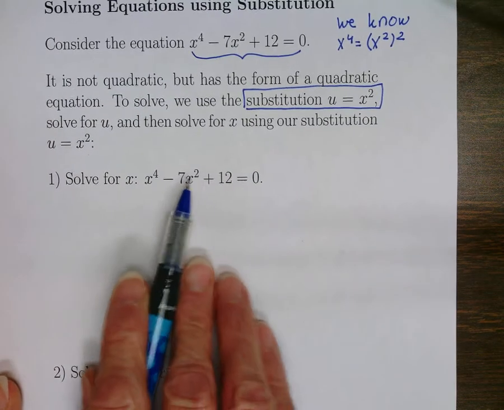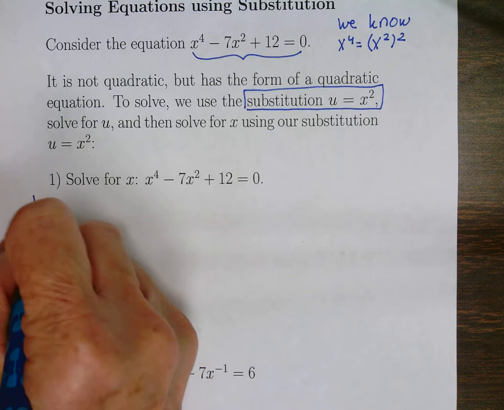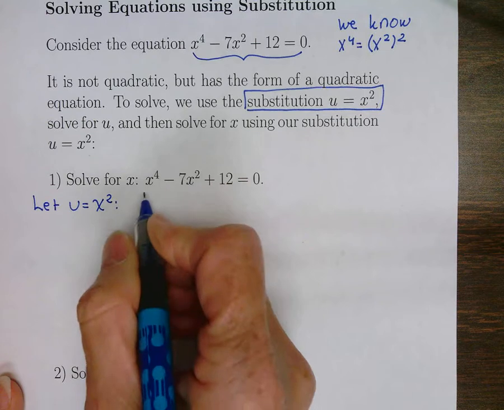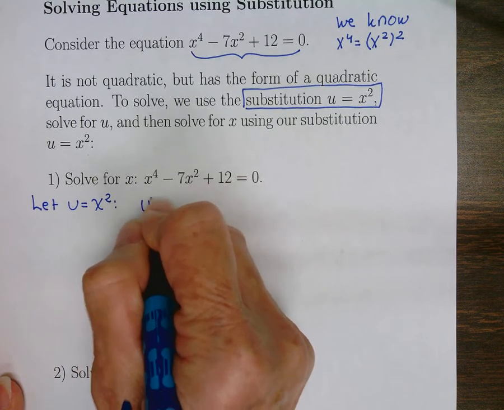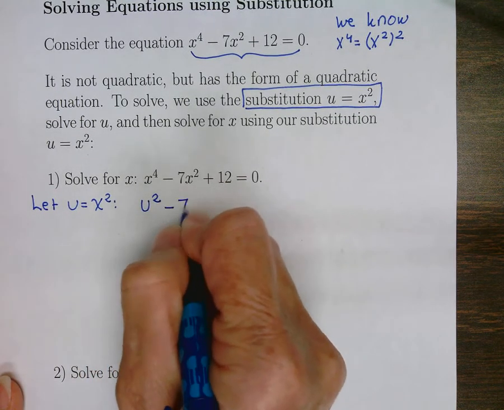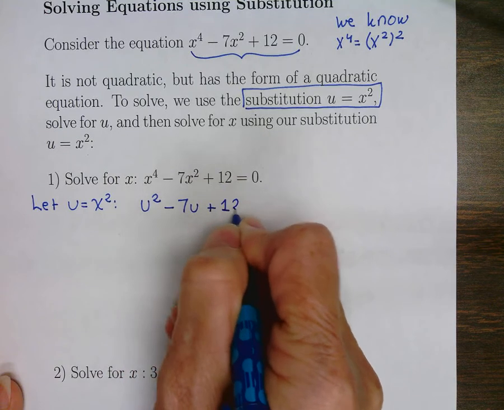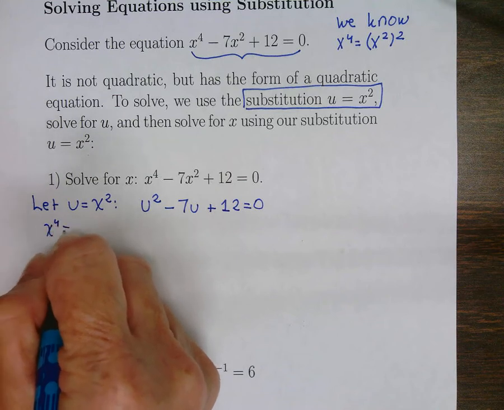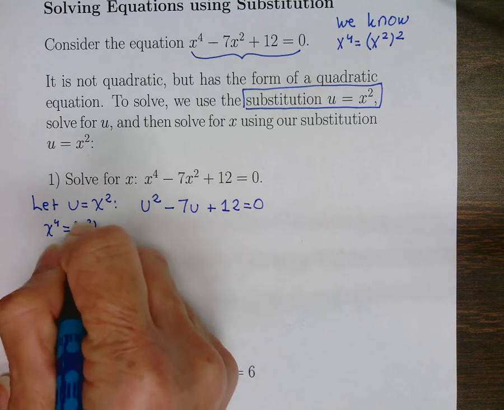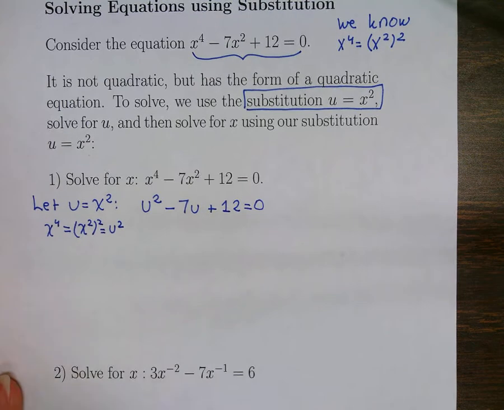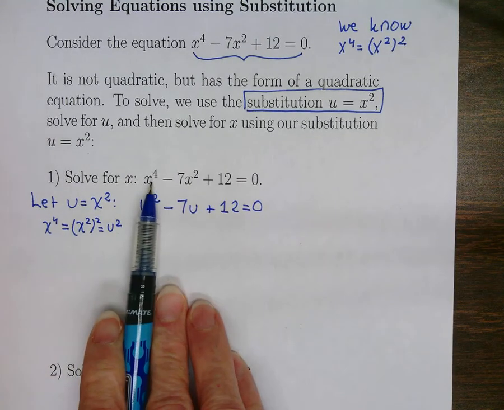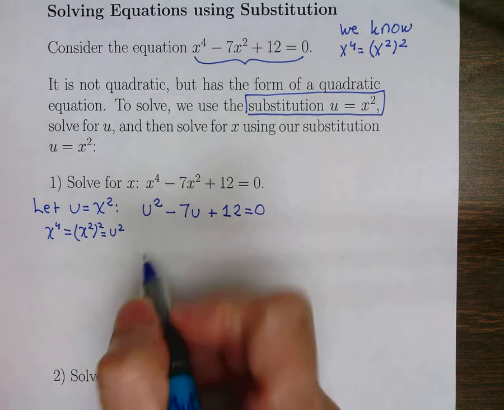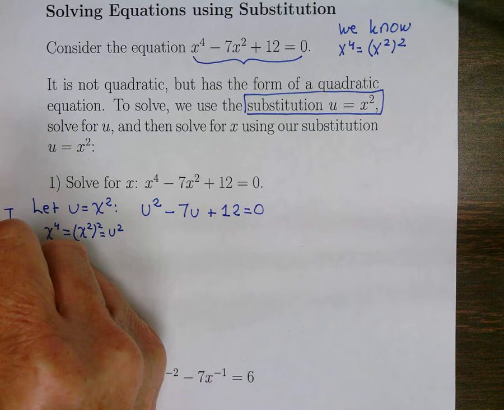So what we're going to do to solve this is we're going to let u equal x squared and substitute. Then I get u squared minus 7u plus 12 equals 0. Because if u equals x squared, then x to the fourth equals x squared squared, which equals u squared. That's the key, that this exponent is twice this exponent. And then I make that substitution, and I know how to solve that.